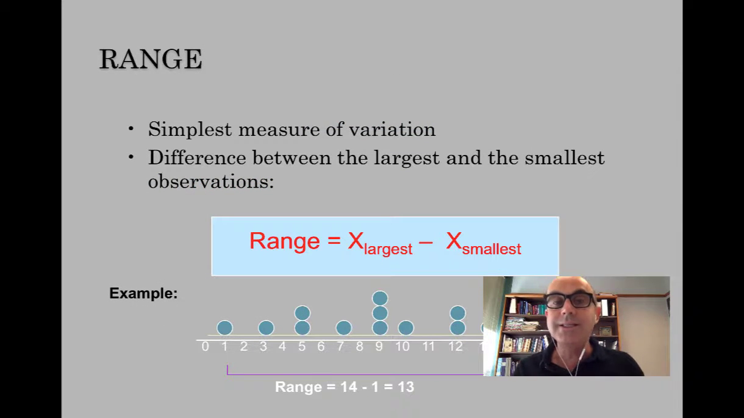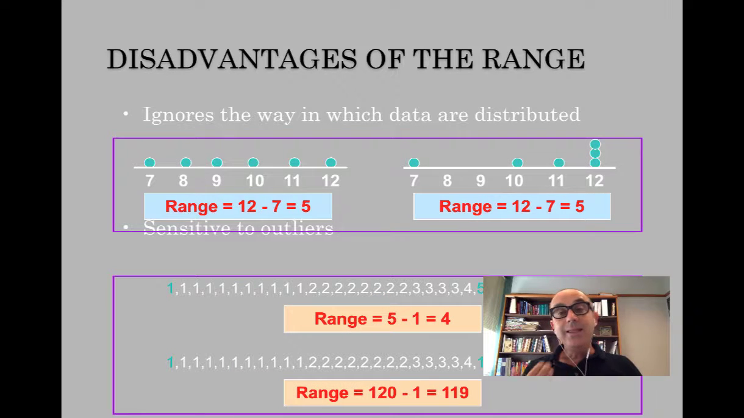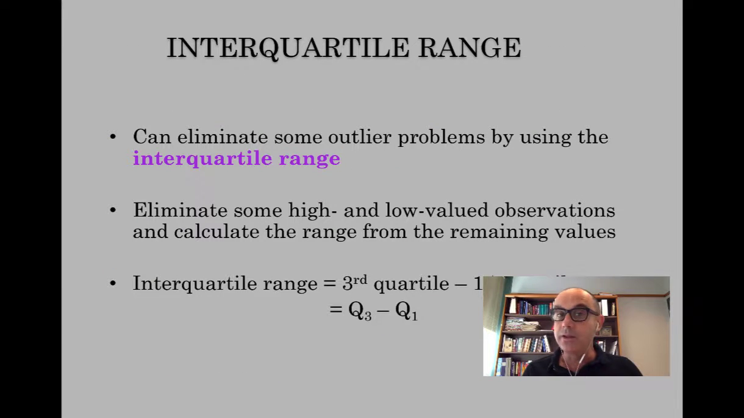So the range allows us to calculate the simplest measurement of variance, and it is the largest minus the smallest. In this example, 14 is the largest number, 1 is the smallest, and so the range will be equal to 13. The disadvantage of the range is that it ignores the way the data are distributed. And this is really important, and that's why we do not often use the range as a way for us to describe the data.